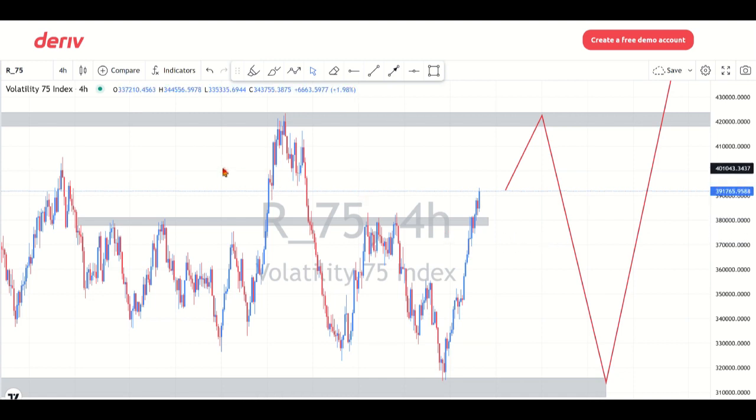Understand, guys? So that's it for VIX75. It's a straightforward one since we're ranging. So let's move to the next pair.